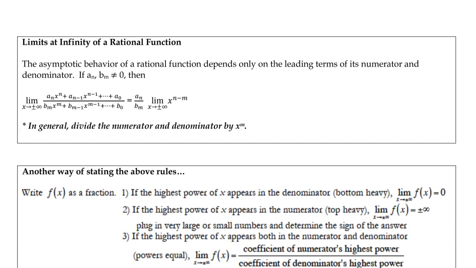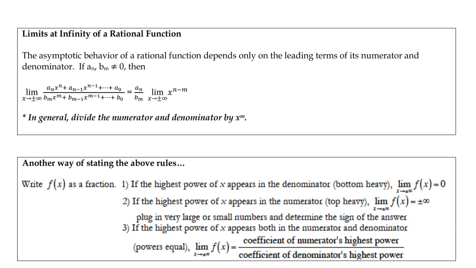Limits at infinity of a rational function. So the idea behind this is, as we take the limit as x goes to plus or minus infinity, you're going to divide the numerator and denominator by x to the m, and do you see that right there? Like if there was x to the 5th on the bottom, we're going to divide everything by x to the 5th. Okay, that's what all this means.